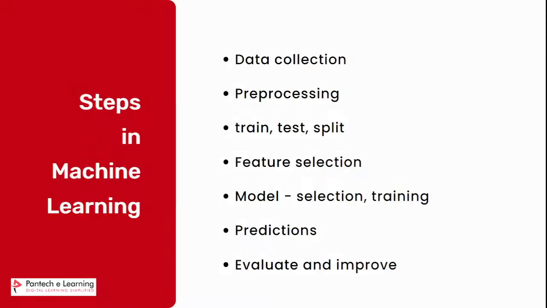These are the steps involved in machine learning. We'll be discussing them one by one. First you need to get your data, right? You get your data in the data collection part, and then we need to analyze it and pre-process it. We need to do a train test split. Then we perform feature selection, then model selection, training, then predicting, and then evaluating and improving it.